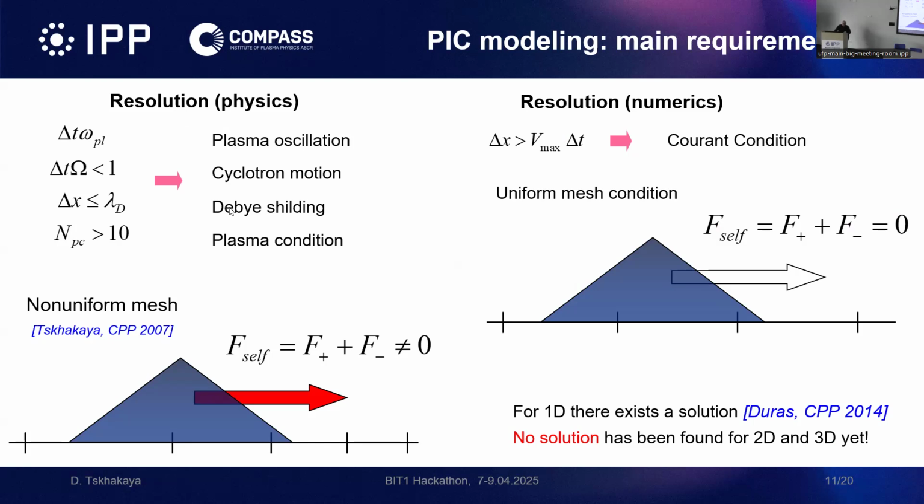In order to resolve Debye shielding, since we are simulating plasma, your grid size should be smaller than lambda Debye. Because plasma is a complex collective system, you have to have at least 10 particles per cell, and as many as you can have is better, of course. Then come the numerical conditions, so the Courant condition. It means that the fastest particle, during one time step, should not jump over a few cells. It should cross only one boundary between cells. So this is the Courant condition.